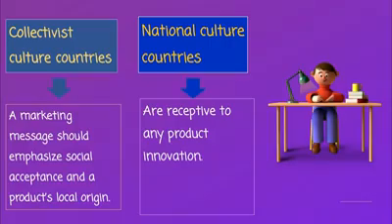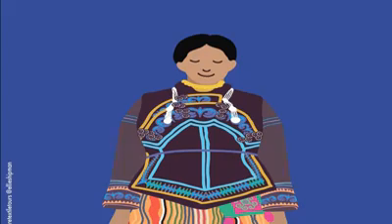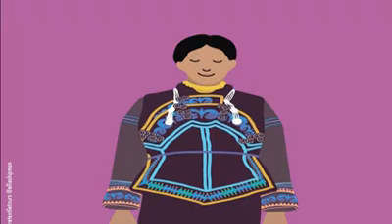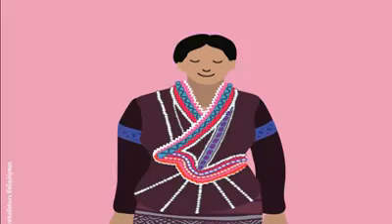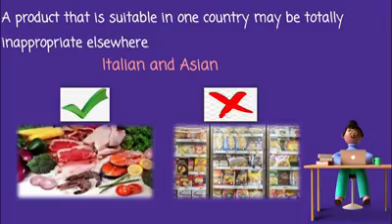In collectivist culture countries, a marketing message should emphasize social acceptance and a product's local origin, while in national culture countries, any product innovation is receptive. Culture not only affects the diffusion process in general, but it also exerts a great deal of influence on the adoption of a product in particular. A product that is suitable in one country may be totally inappropriate in another country.